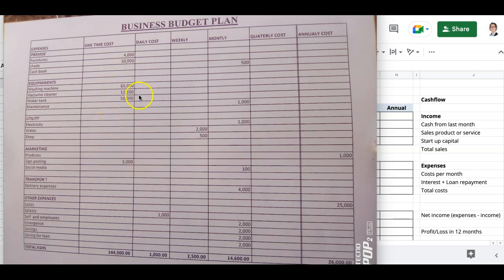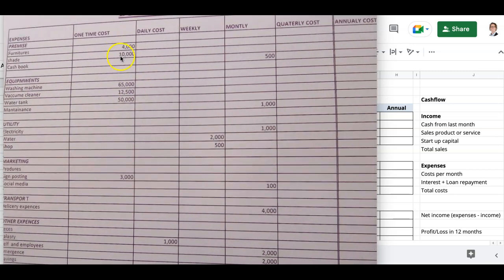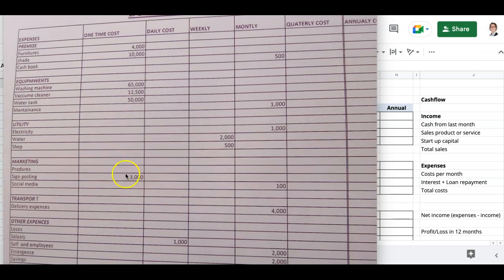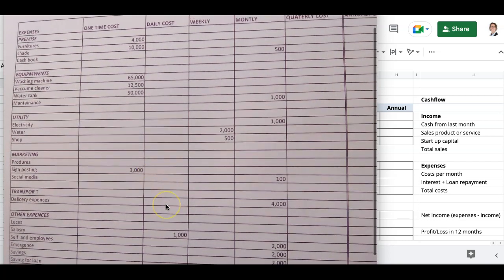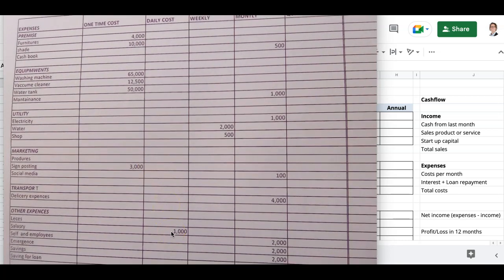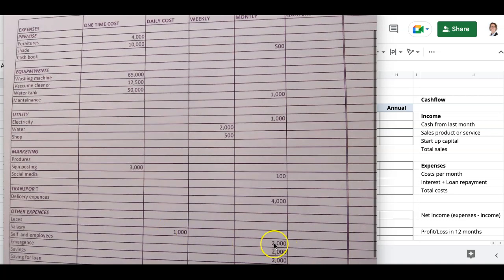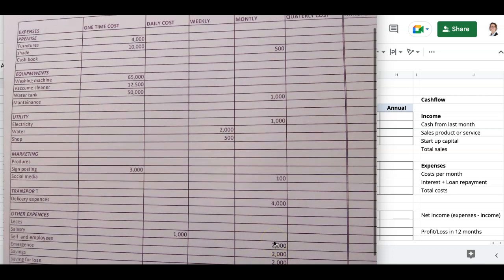There's some one-time cost. Let me zoom in a little bit. Furniture, shade, washing machine, water tank. Signposting. Then there is some daily cost, a salary of 1,000. So the question is whether that is for himself or for salaries of his friends or his employees? Because here's 2,000 monthly. So this is a bit weird. So self and employee. So this needs to be clarified.